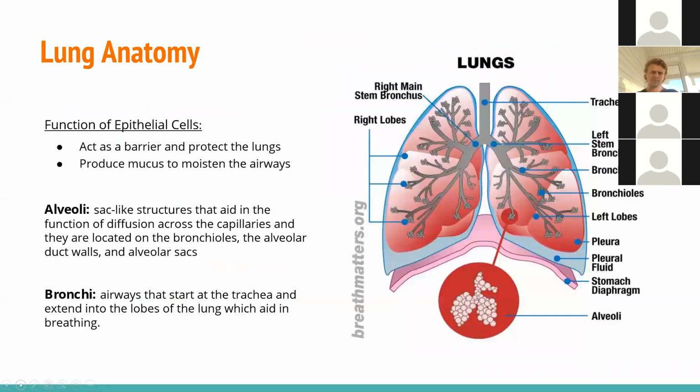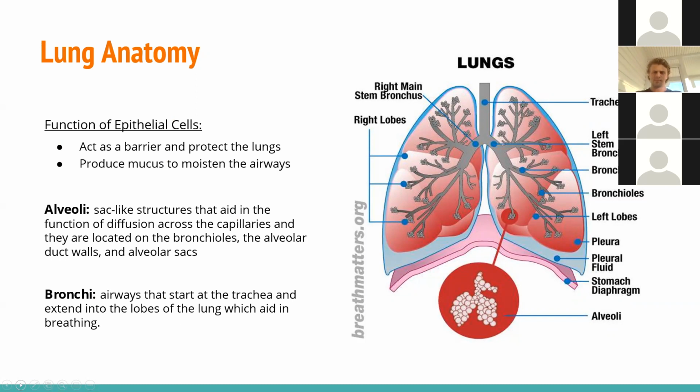On the next slide, epithelial cells of the lung can be found lining the outside of the organ and the inside cavities. Their function is to protect the lungs by acting as a barrier and to moisten the airways for breathing. Adenocarcinoma makes up about 40% of all lung cancers and tends to start growing in the alveoli.